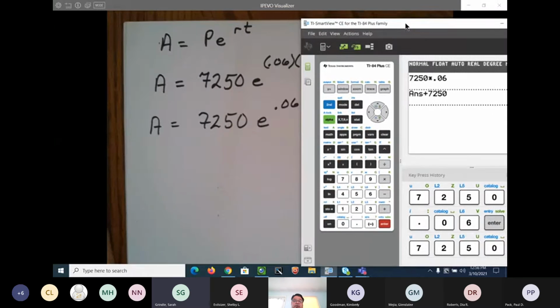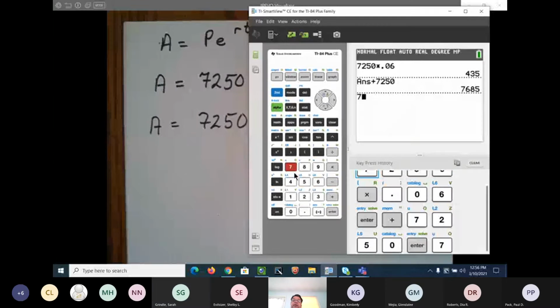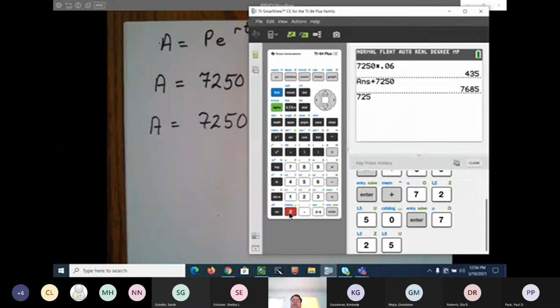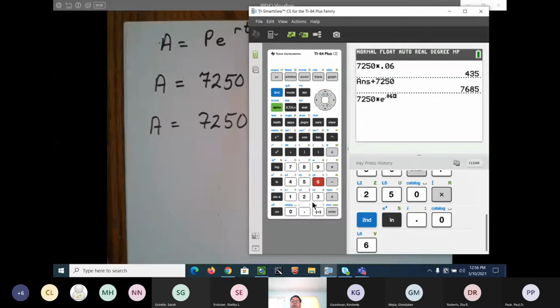Let's go with 7250 times. Now here's e. I'm going to show you where e is. Second, natural log. There it is right there. Second, natural log, and type in 0.06. And enter. And that gives you 7698.